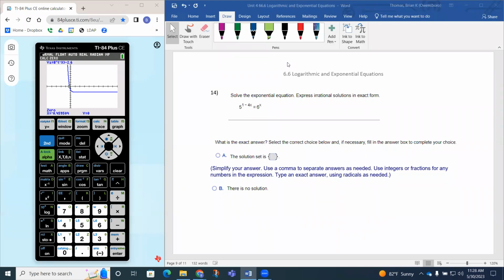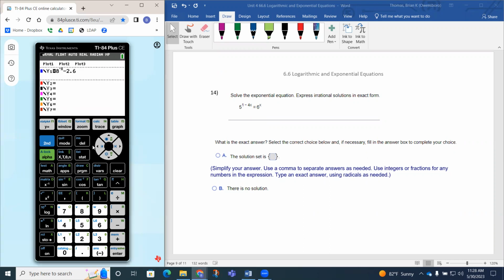So question 14, let me get rid of this graph real quick here. It's the previous question. So question 14 says, solve again the exponential equation, express irrational solutions in exact form.